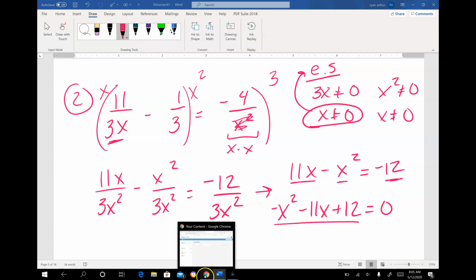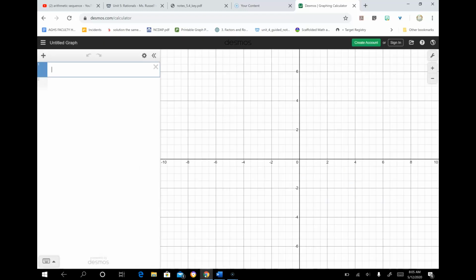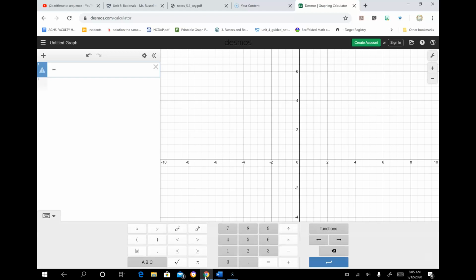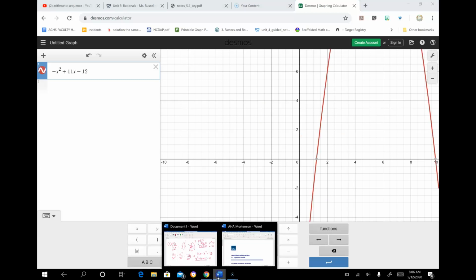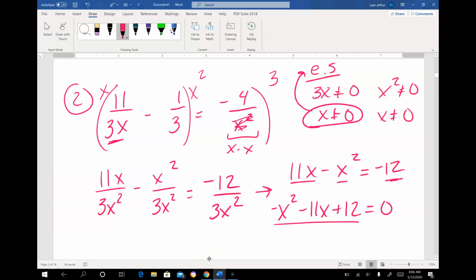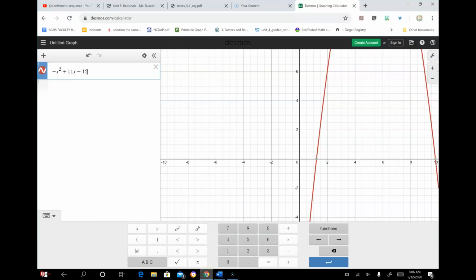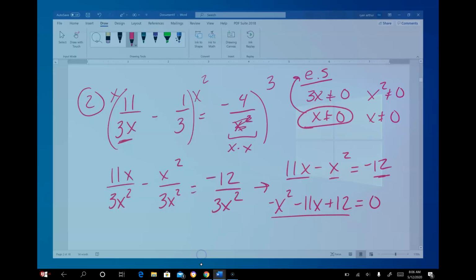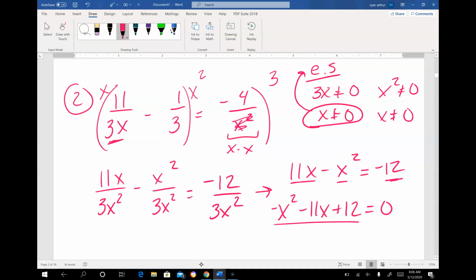This, I'd go to Desmos and factor it. Okay? Let's see. So it's going to be negative x squared plus 11x minus 12. Am I right? Oh, it's minus and plus 12. Is that right? No, that's a plus 11x. Okay. I thought so.